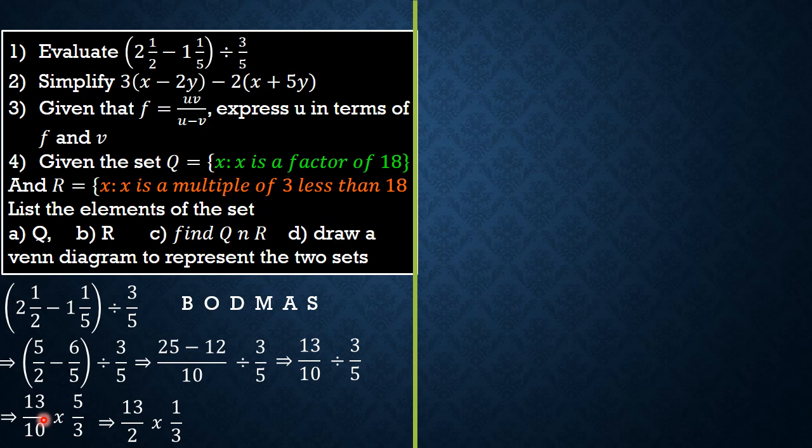At this point, guys, we are going to multiply the corresponding numerators and corresponding denominators. We are going to have 13 times 1, which is 13, and 2 times 3 is 6. So we are going to have 13/6 as our answer.